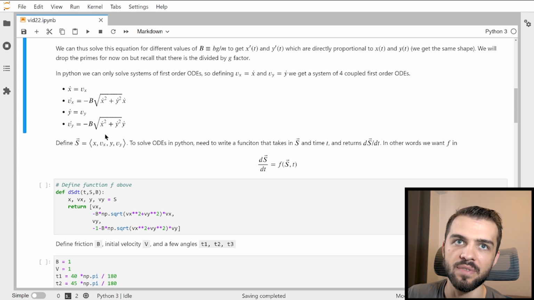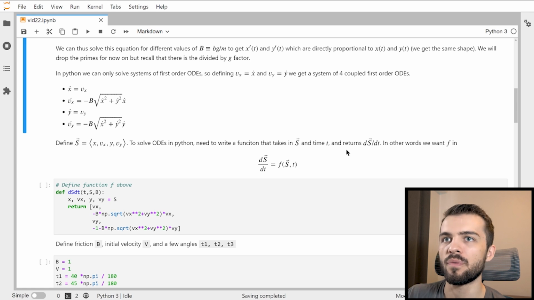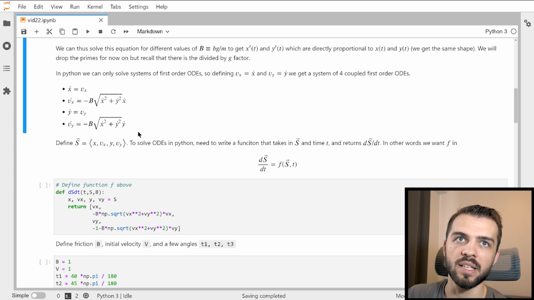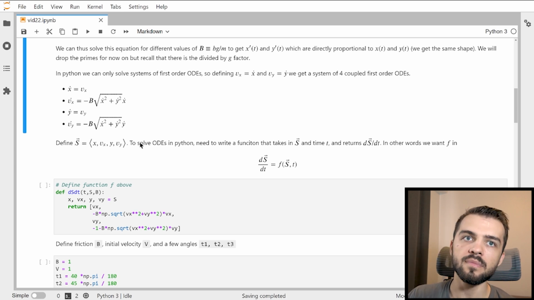So that would be dx dt, dvx dt, dy dt, dvy dt. So that's everything on this side of the four equations. So it takes everything on the left side, returns everything on the right-hand side. And so in other words, we want a function f such that ds dt is f of s, t. This f is just given by the differential equations themselves. And that's what I do here.